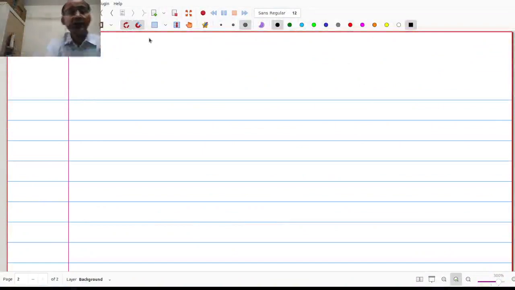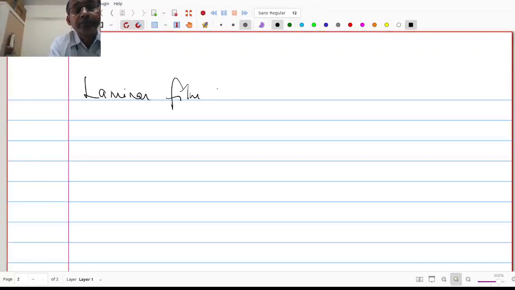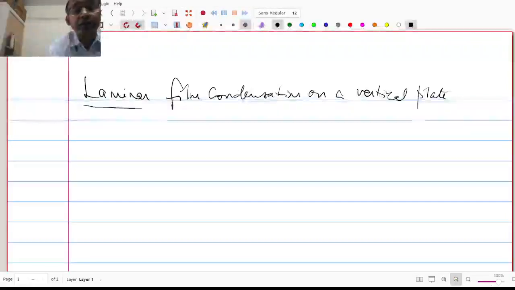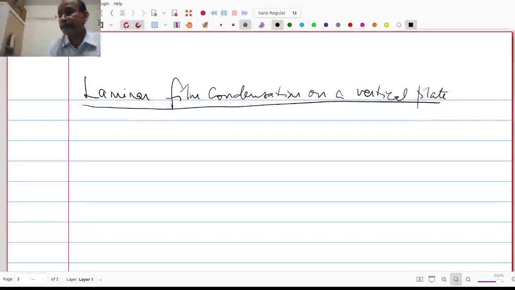Now let us look at laminar film condensation on a vertical plate. Okay, so this is one of the simplest configurations that we can analyze, and we can understand the phenomenon of condensation using this.